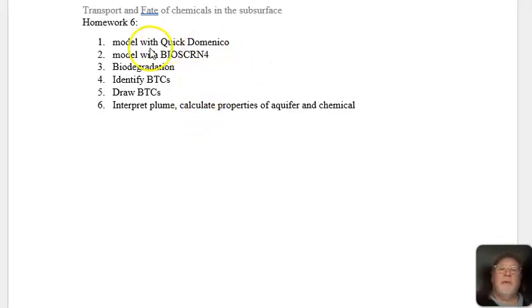So I have 6 problems. Two we model with these Excel models. The first one is Quick Domenico. The second one is BioScreen 4, which is based on the same model. And then a problem just like in our examples on biodegradation, and then a couple on identifying or drawing breakthrough curves, and then interpreting a plume and calculating properties coming from that.